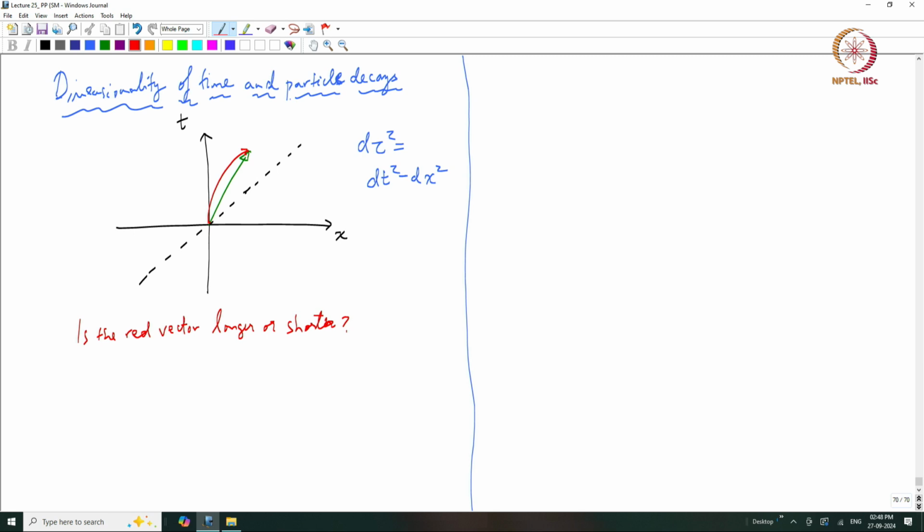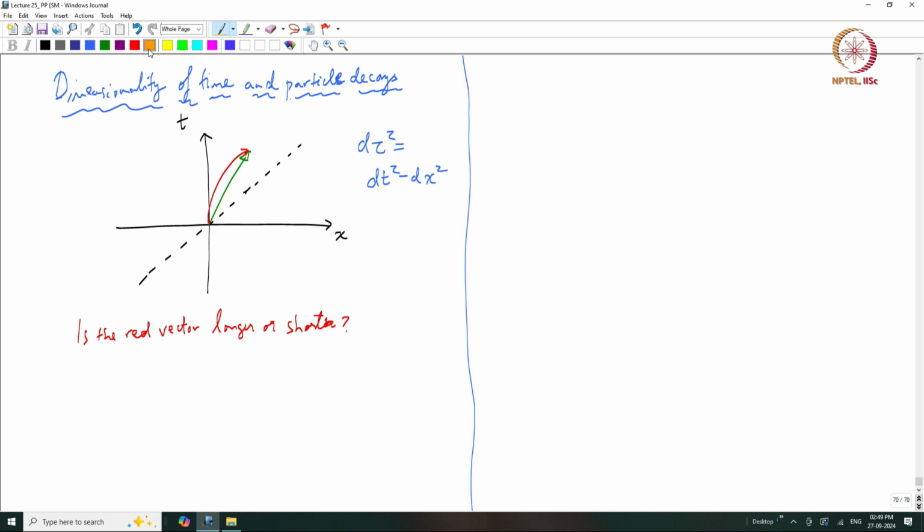It looks longer on this diagram, but remember we are talking about Minkowski space, it is not Euclidean space. The answer is not so trivial. So, you have to think about it and try to come up with your answer. Even if it is wrong, it is alright. Try to come up with your own answer for this question. Now, I am going to give you the answer, but I hope you already thought about it.